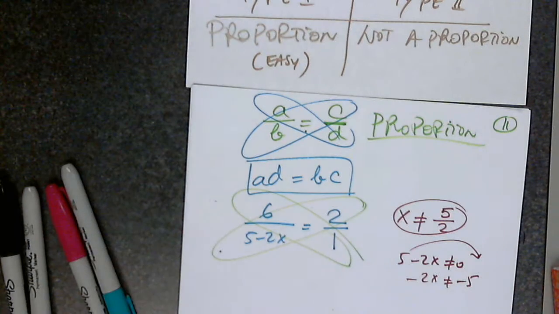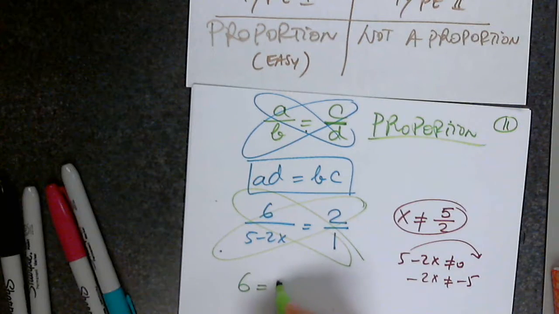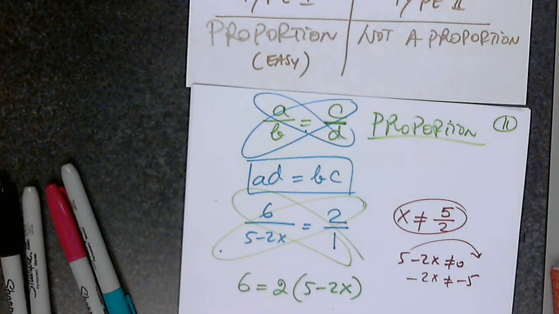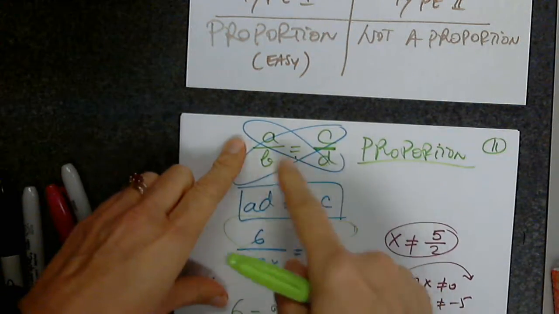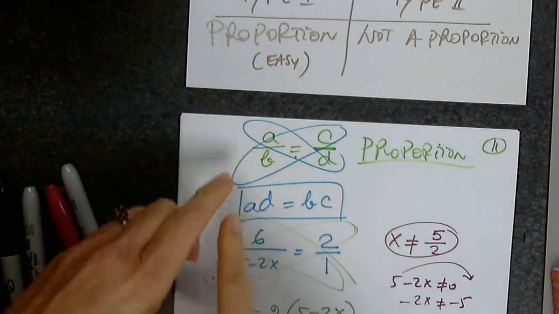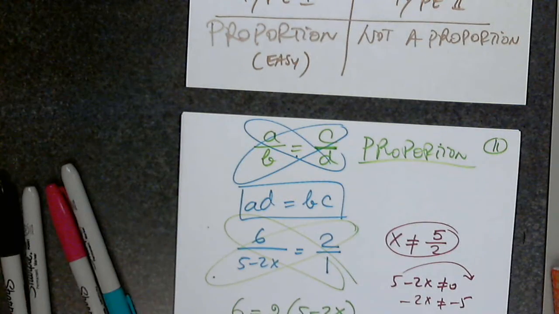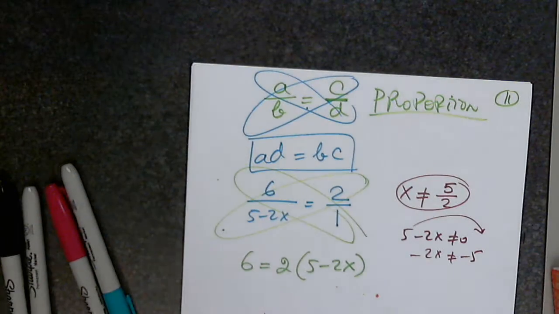Some students ask me, okay, after I write this, 6 equals 2 quantity 5 minus 2x, where does the denominator go? So here's where it went. If this is a proportion, I'm allowed to cross multiply. It didn't go anywhere, it's right there, but it's no longer a ratio, no longer a rational expression.